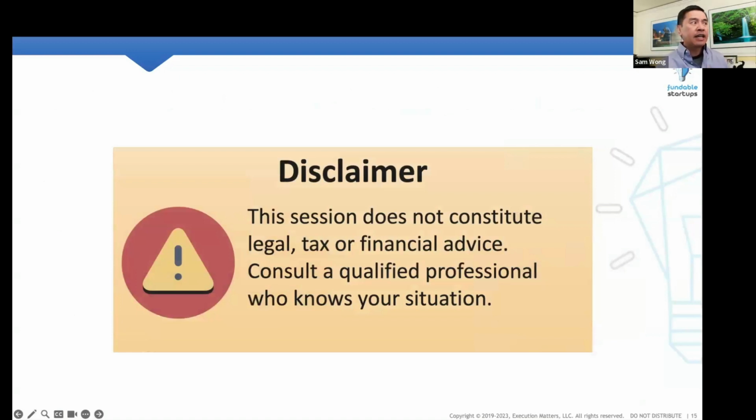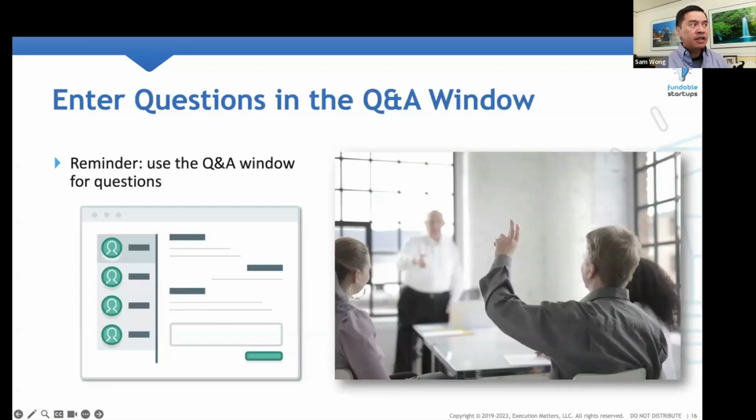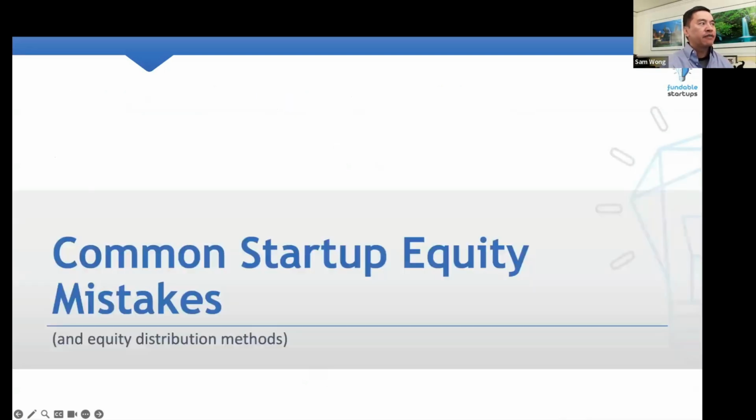Before we get into the details, we do have to do a disclaimer. This session does not constitute legal, tax, or financial advice. You should contact and work with a qualified professional who knows your specific situation. We will be using the Q&A window, the chat window, for questions and answers, so please pop your questions there. And with that, we're going to dive into common startup equity mistakes, as well as one way to distribute equity to solve some of them.